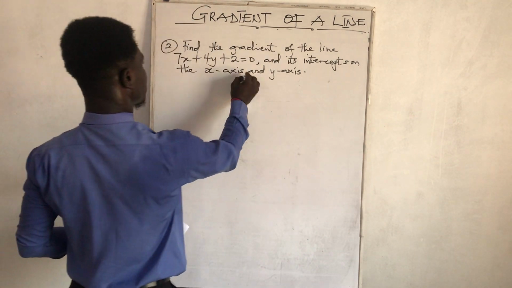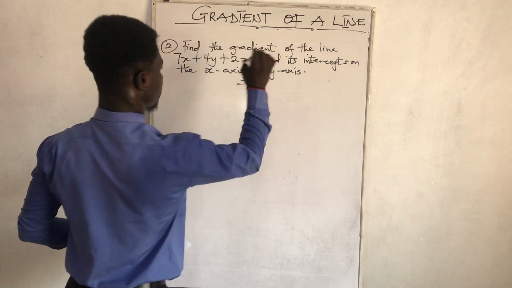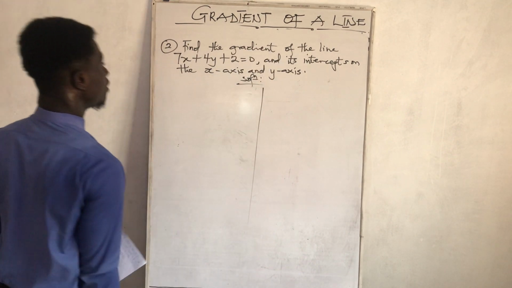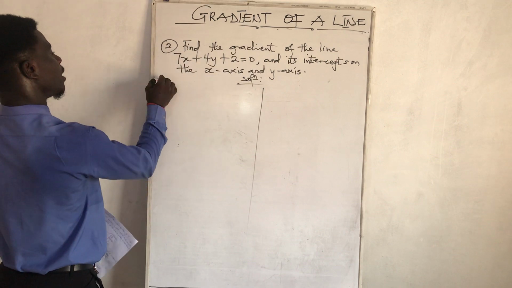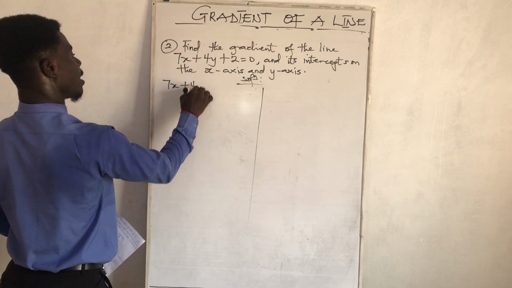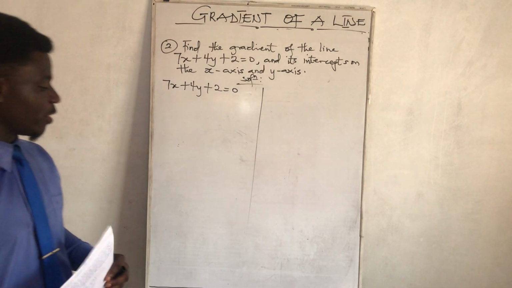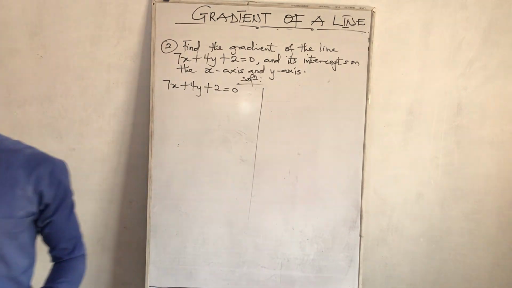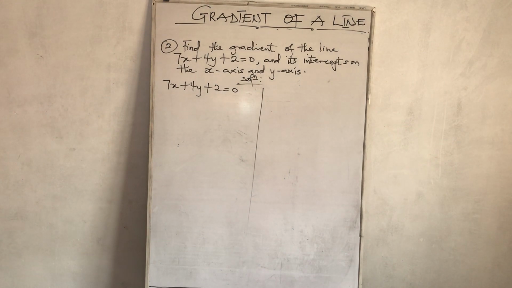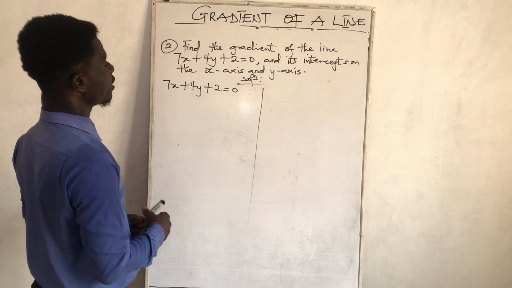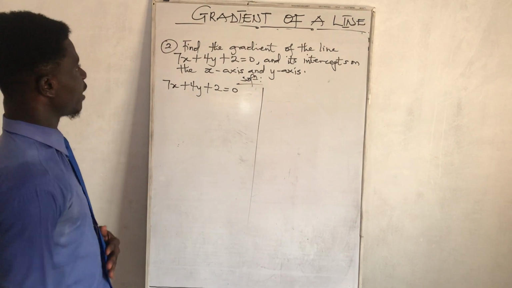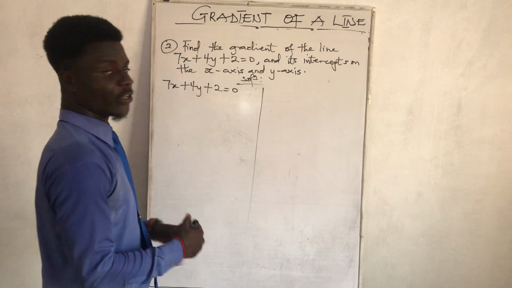So how best can we solve this question? So now we have the line 7x plus 4y plus 2 equals 0. How best can we find the gradient of the line?